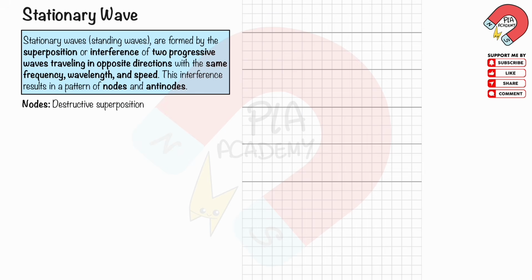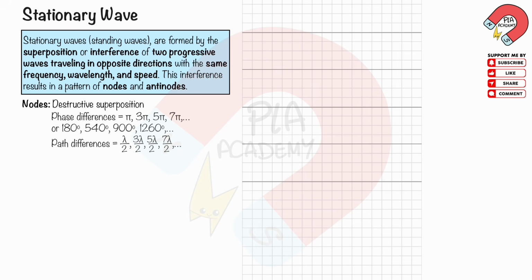Nodes are points of destructive superposition. Their phase differences are pi, 3 pi, 5 pi, 7 pi, and so on, or 180 degrees, 540 degrees, 900 degrees, 1260 degrees, and so on. Their path differences are lambda over 2, 3 lambda over 2, 5 lambda over 2, 7 lambda over 2, and so on.